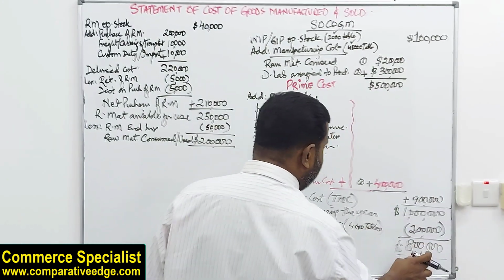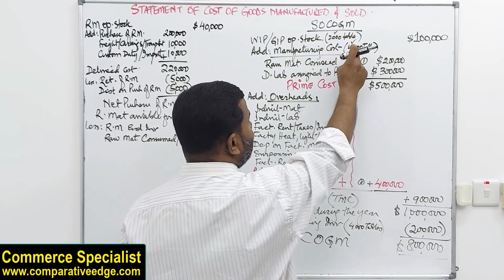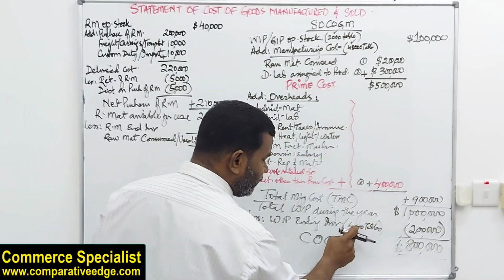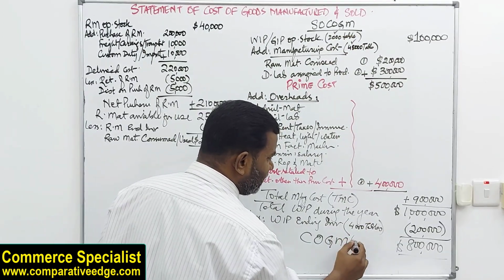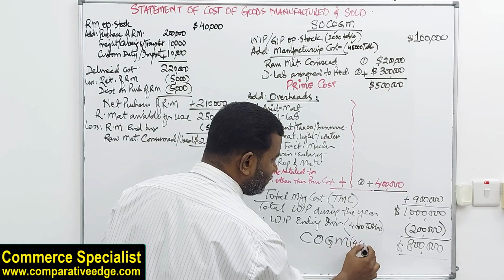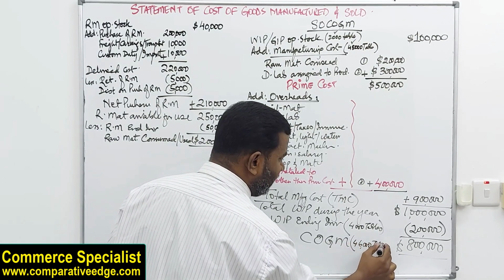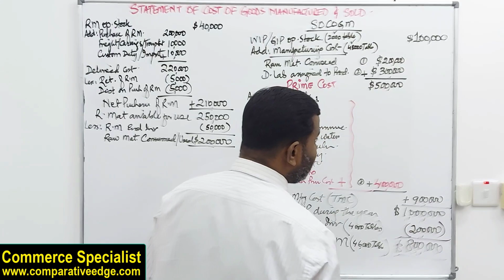So what about the remaining? So 2 plus 48 is 50. 50 minus 4 is 46,000 tables have been completed actually, which cost us 800,000.